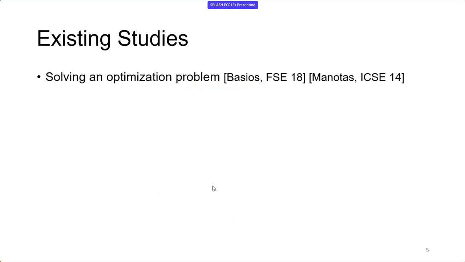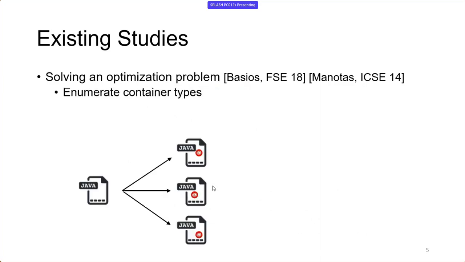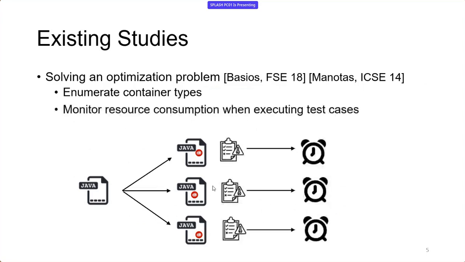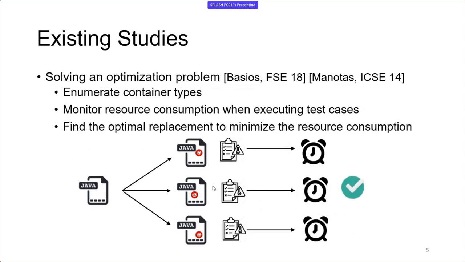According to our survey, there are two major lines of work. The first line of work tries to solve an optimization problem. Specifically, they enumerate the container types for each container allocation statement so that they can get many mutated programs. Then they execute these programs with some test cases so they can monitor the resource consumption, such as the execution time. Finally, they find the optimal replacement to reduce some kind of resource consumption and get the optimized program.